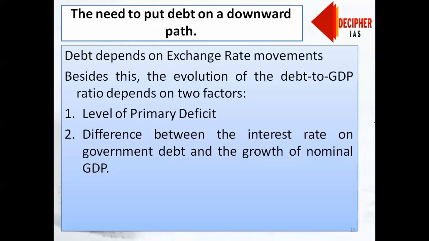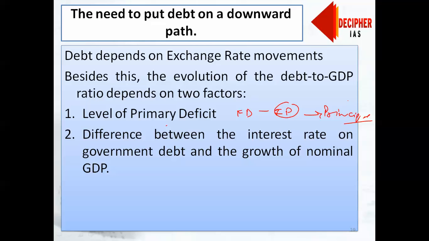So the need to push debt on a downward path. How can our debt be pushed to a downward path, that is, how can it be decreased? Our debt depends upon the exchange rate movements also, because much of our debt is taken externally from the World Bank or IMF or whatever. Besides this, the evolution of the debt to GDP ratio primarily depends upon two factors. First of all, the level of primary deficit. Now what is primary deficit? I already told in the last lecture that it is fiscal deficit minus the interest payments. So it is kind of how much debt you borrowed.